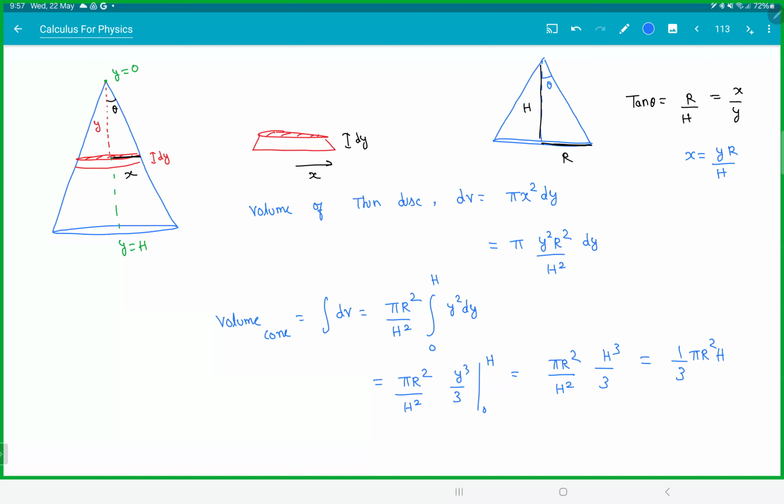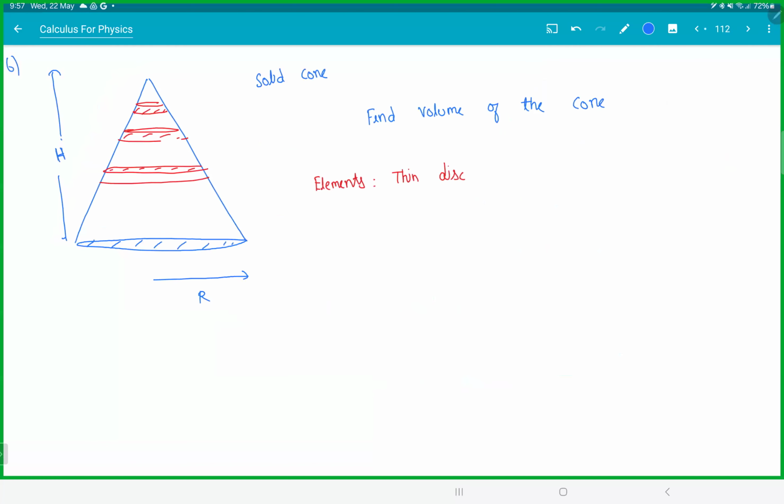Anyone not convinced with this? Any steps you're not clear? All sure? Next one. This is very important.